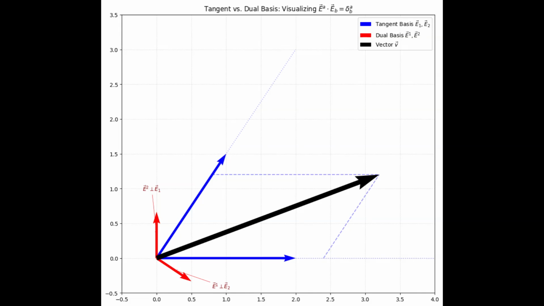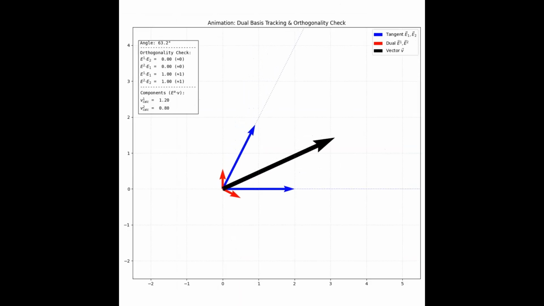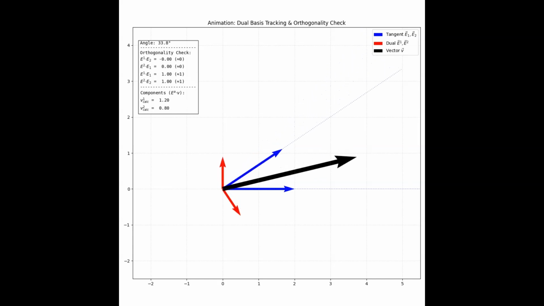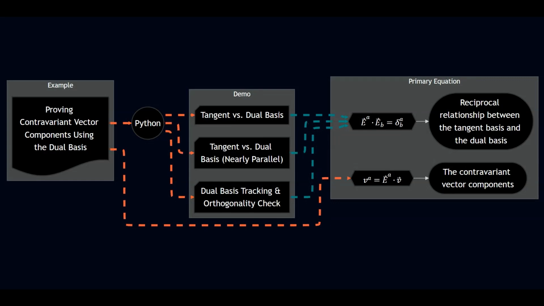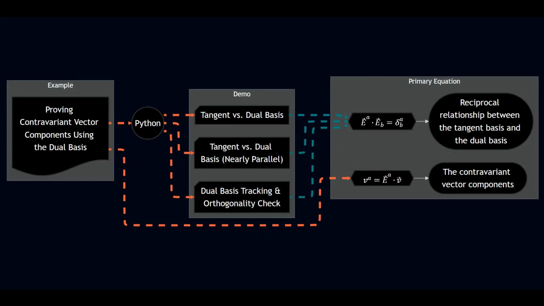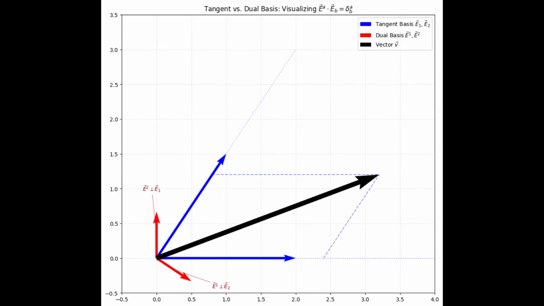The building blocks, the tangent basis. In our first demonstration, we see that any vector is physically constructed using a set of blue foundation arrows known as the tangent basis. These arrows are the actual materials used to assemble the vector. You scale them up or down and place them tip to tail to reach your destination in space. While these blocks are perfect for construction, they are surprisingly poor at telling you exactly how much of each block was used if they aren't perfectly perpendicular to one another.